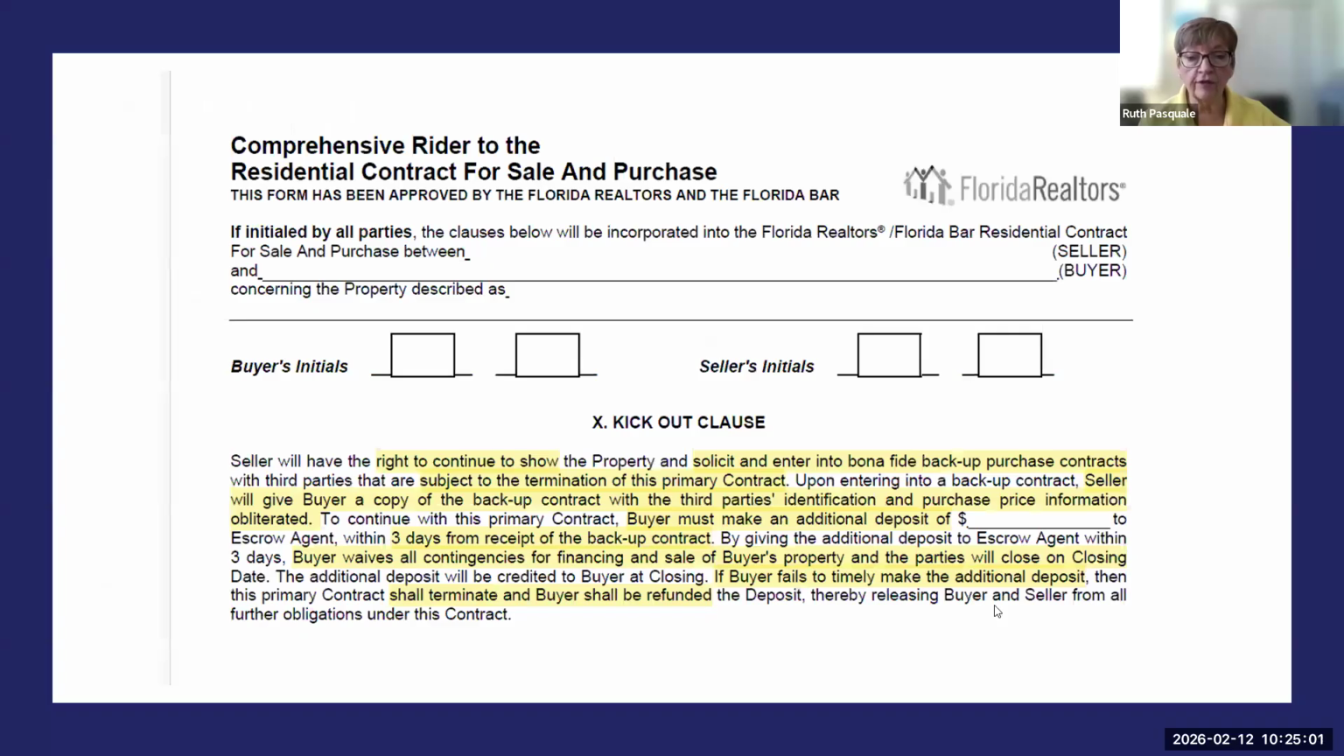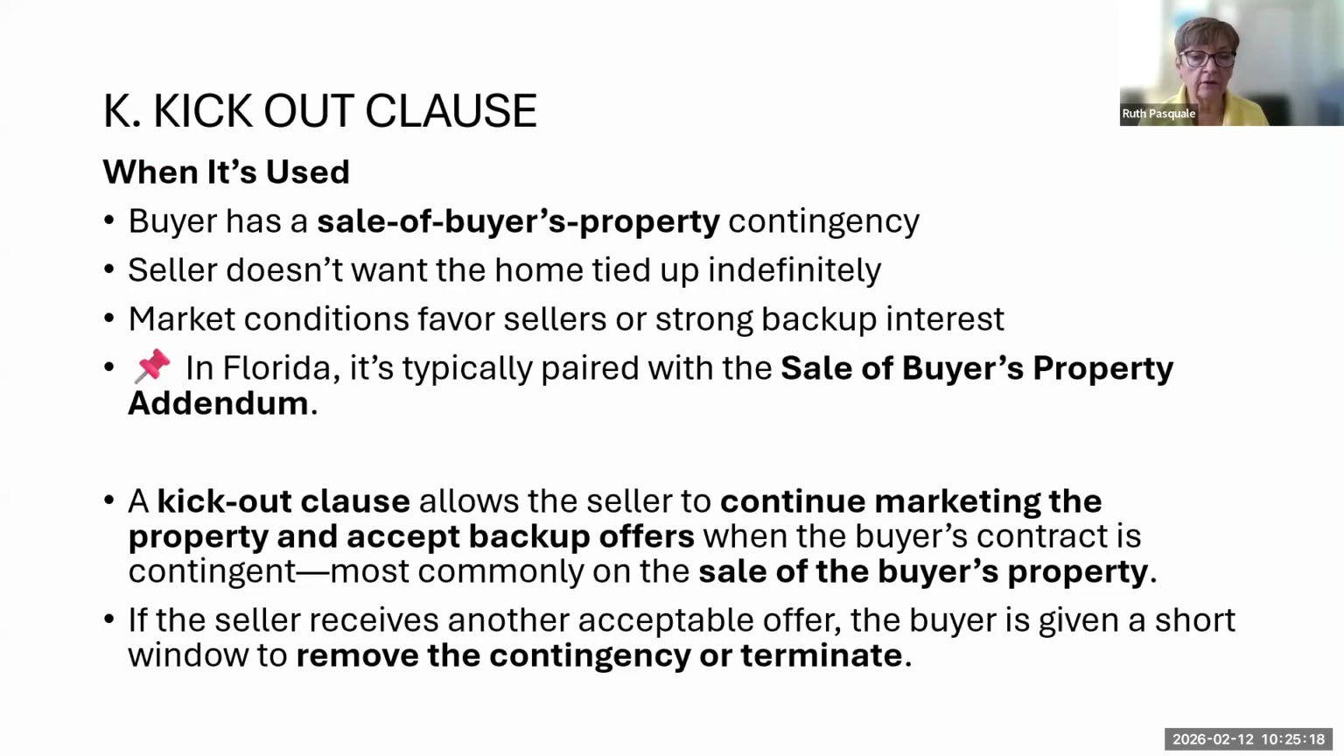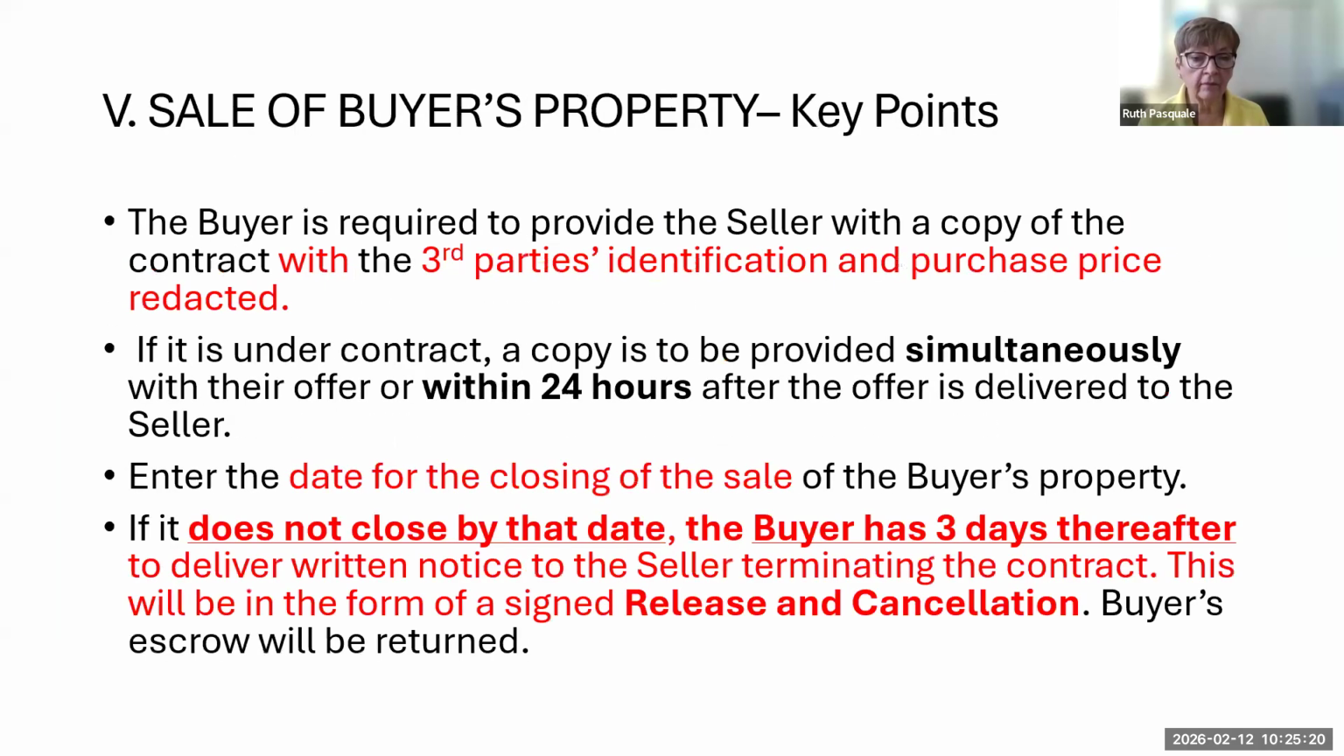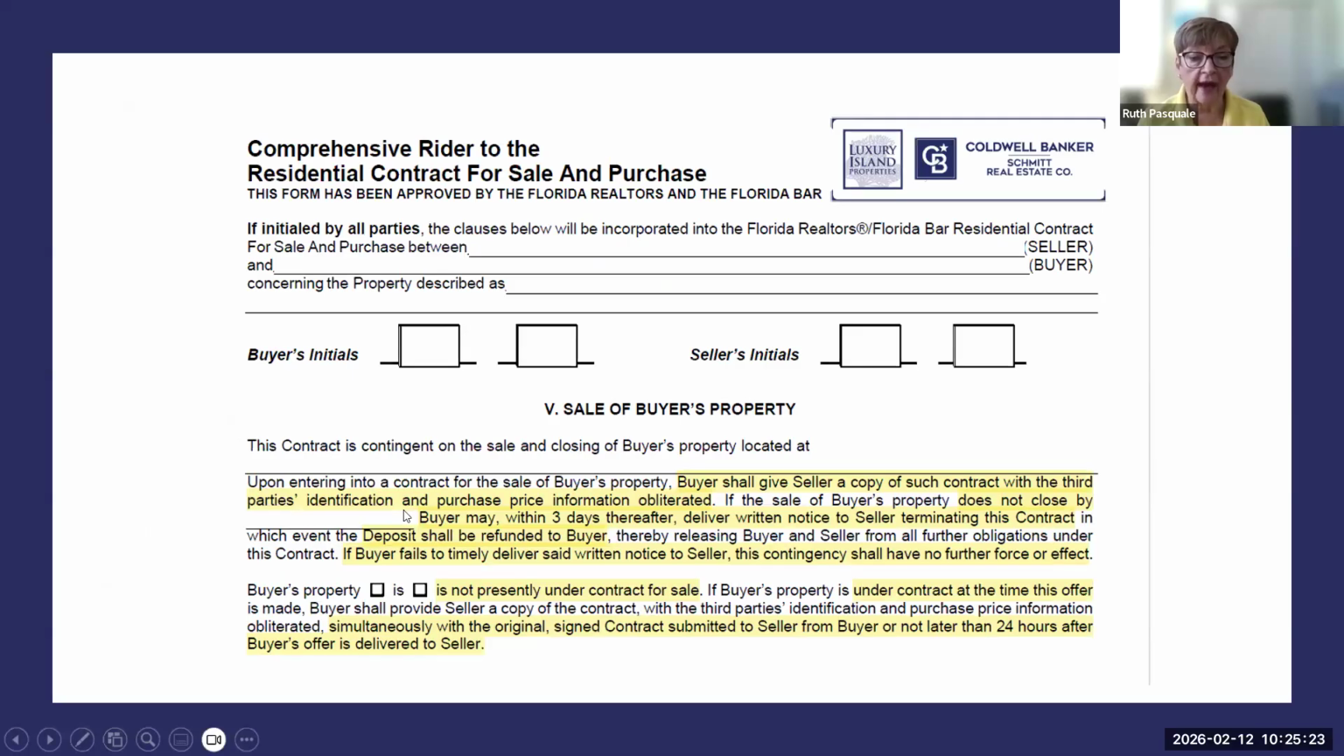Kick out talks to a secondary escrow and the seller providing a copy of the backup offer to the buyer, which then triggers the buyer as to whether or not they're going to move forward, make a secondary escrow deposit, or move forward and waive this contingency. The sale of buyer's property has the closing date in here, as to when the sale of the buyer's property is going to close. But in the basic as is contract, you have your closing date.